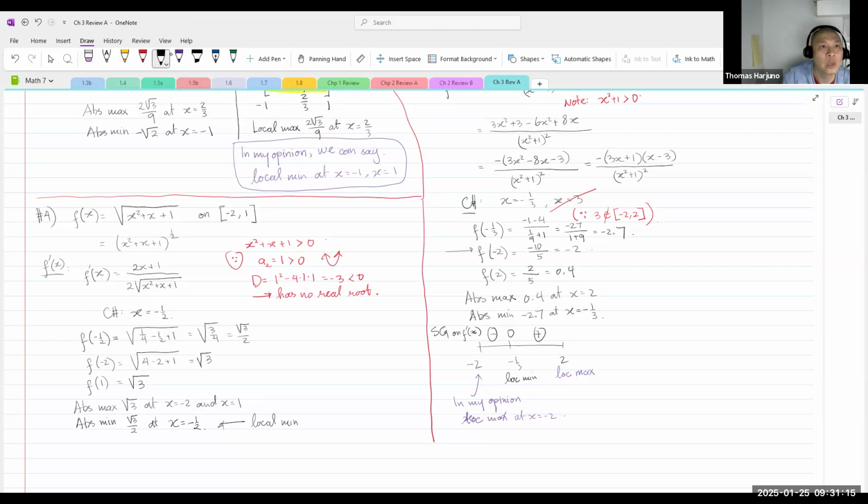Now, what happened with the ones at the endpoints? Our textbook will not call them local max or local min. But in my opinion, let me box that again just to make sure: if you have a different teacher that agrees with the book's opinion that local max and local minimum cannot happen at the endpoints, then you need to exclude the one I mentioned in purple. In my opinion, these are local max also.